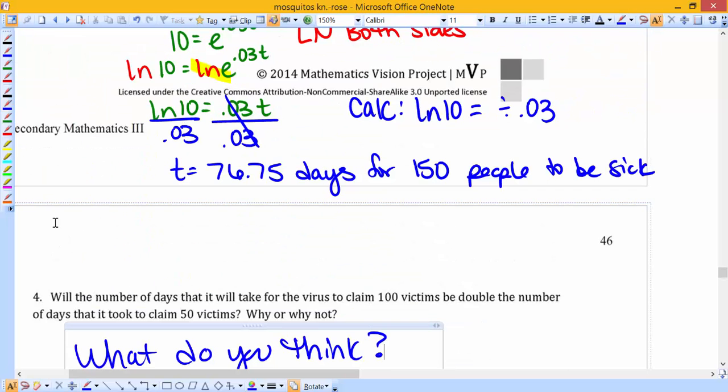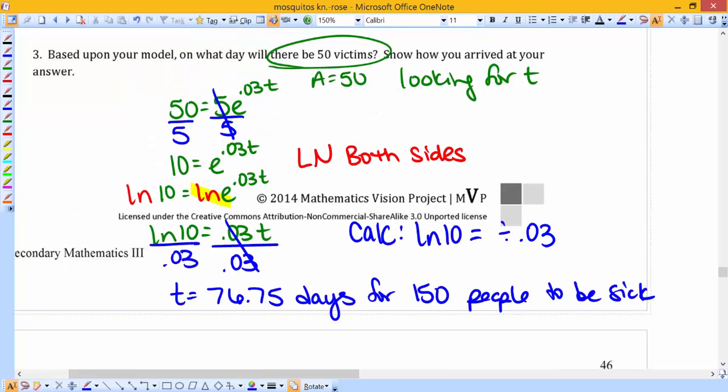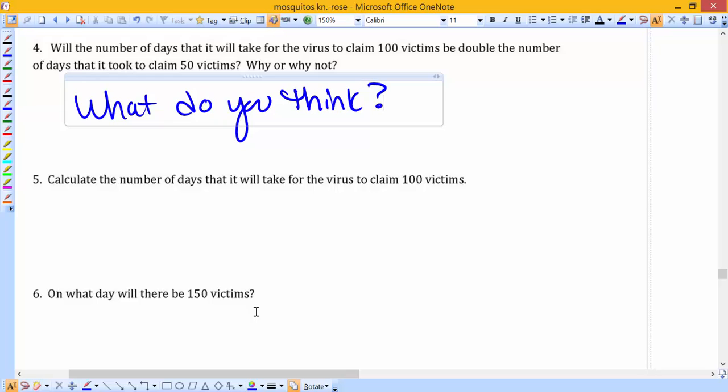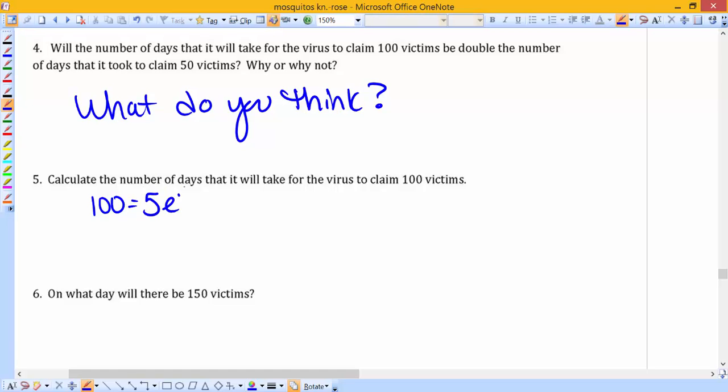So 50 people took 76 days. So the question is, will it take double that for 100 people? So I'm going to go through the same work. 100 equals 5e to the 0.03t. So now I want you guys to go through and solve for t. Don't forget you have to use the natural log.